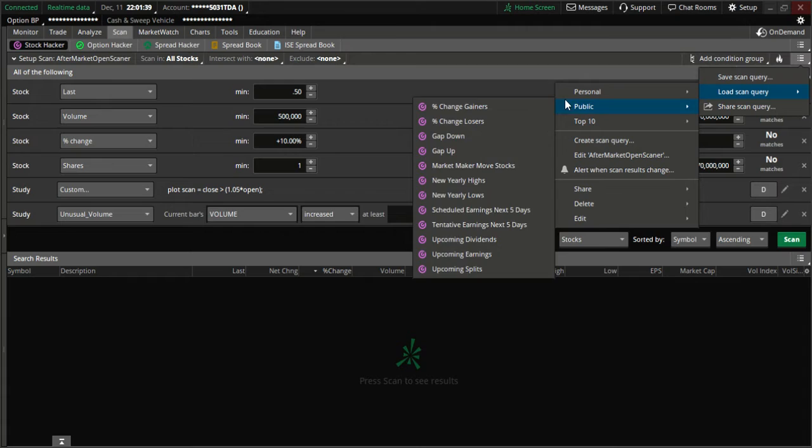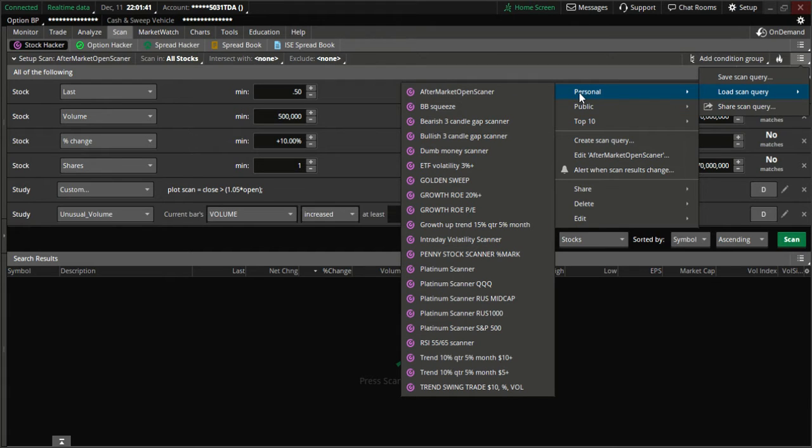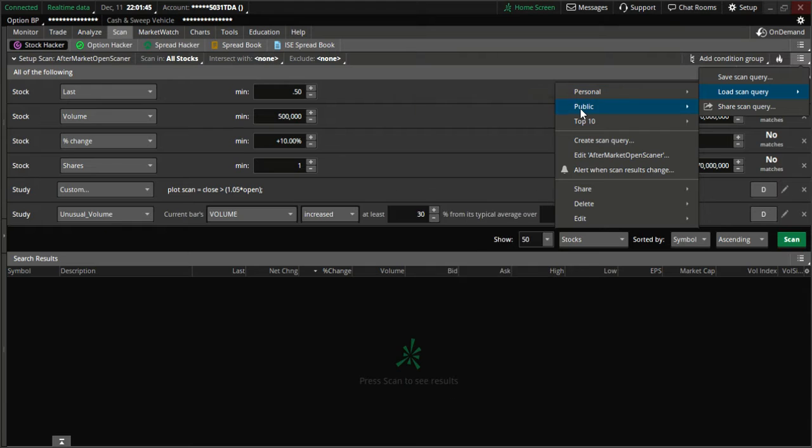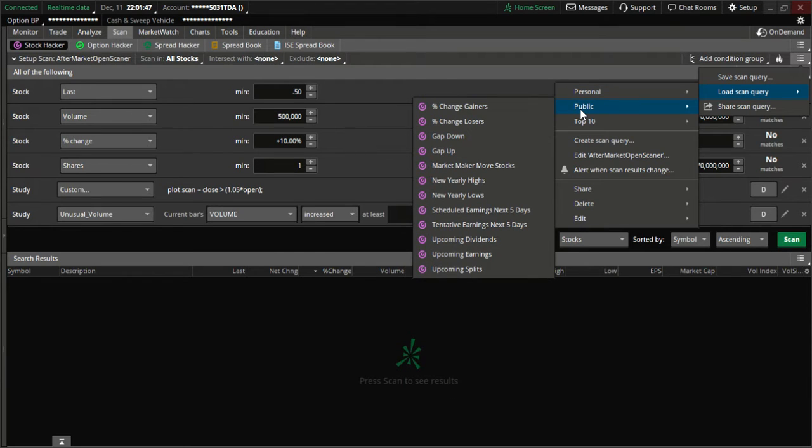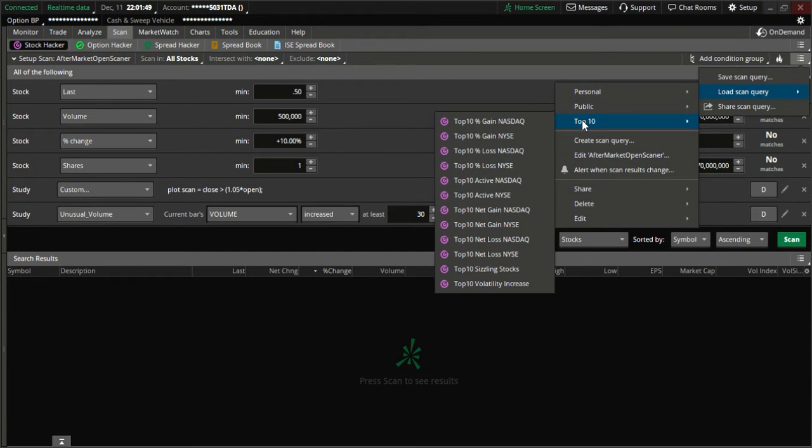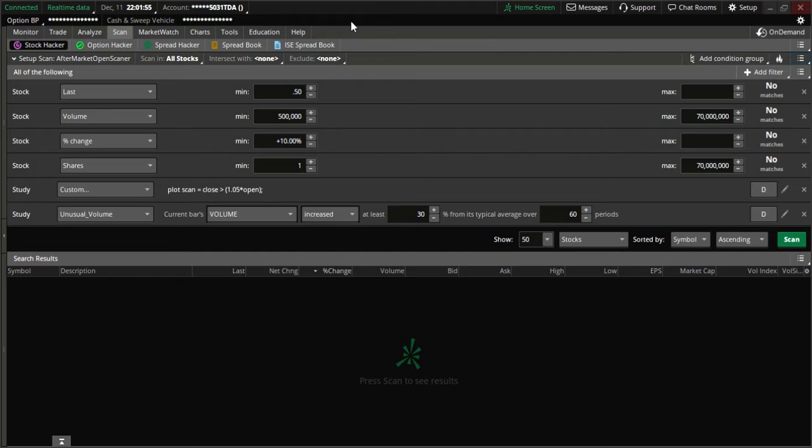So I've got all these personal scanners set up. I've gone over some of them before. There's all these public scanners available. There's the top 10, top 10 gainers, losers of each market.